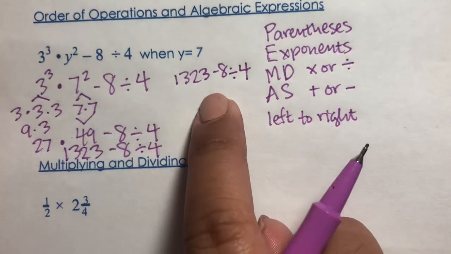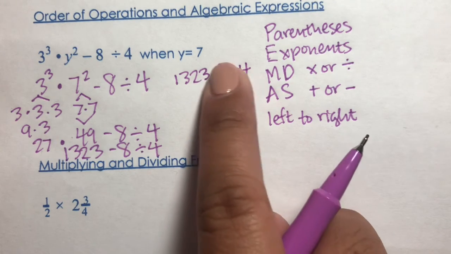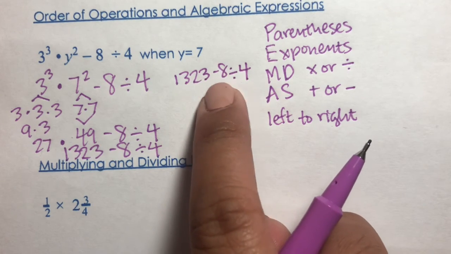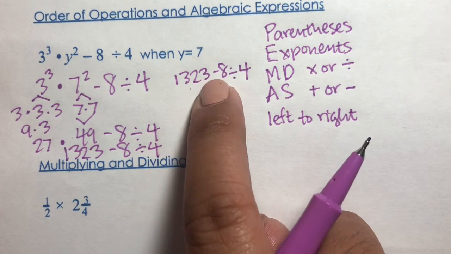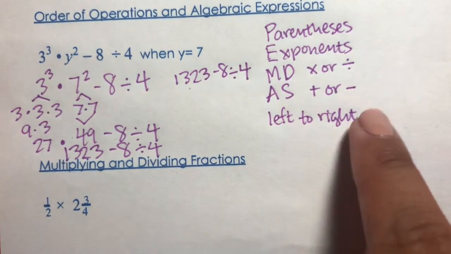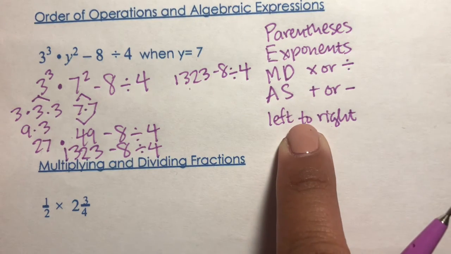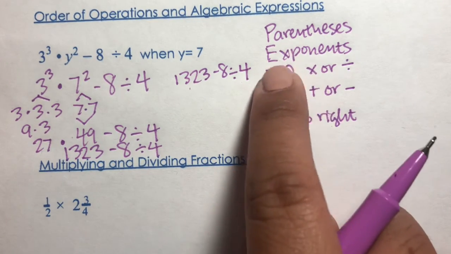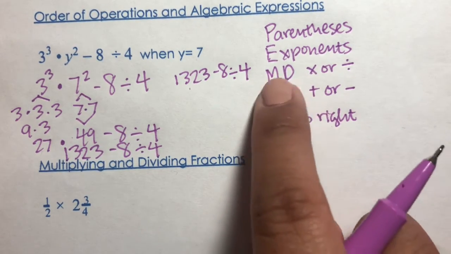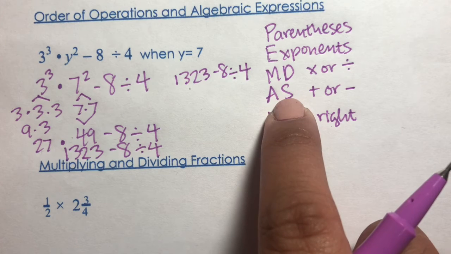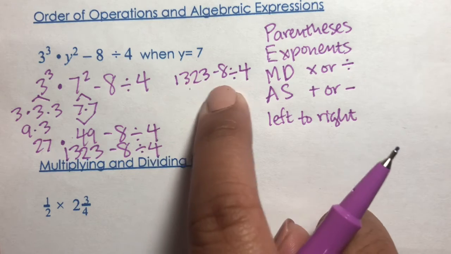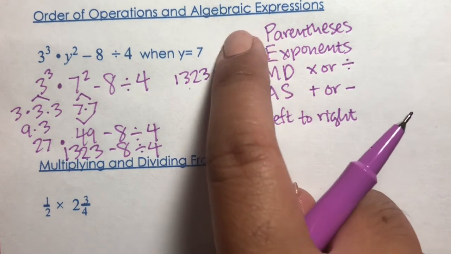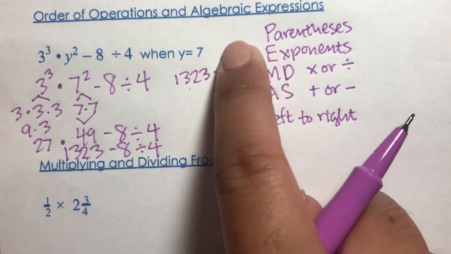Okay, so we have these numbers. Now, I know for some of you, your first instinct might be, okay, so now I got to subtract 1,323 minus 8. No, because if you look at PEMDAS again, you have to do your multiplication and division operations before you do your addition and subtraction operations. So even though we are still moving from left to right, this takes priority. We have to do this first.